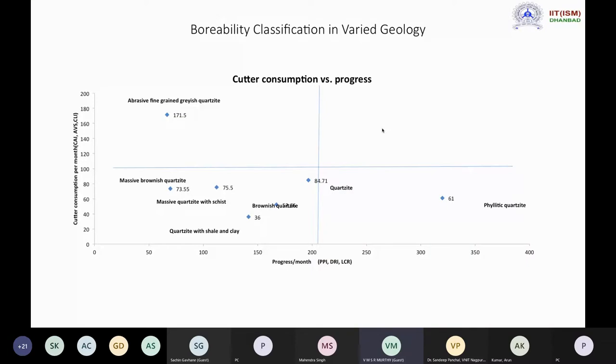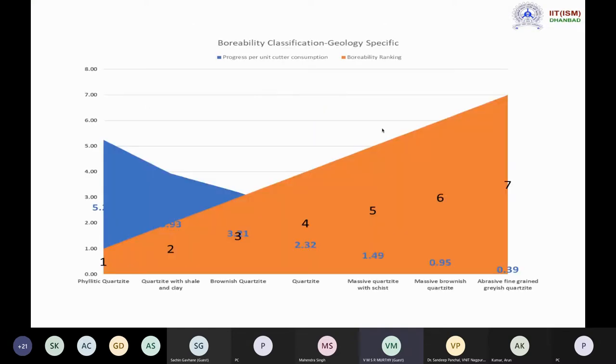On the left side, the y-axis, what you see is the cutter consumption per month. We can connect these values with the Cerchar abrasivity index, abrasion value steel, and cutter life index. This is how we can map the different rocks and try to match their progress and cutter consumption, so that at the end of the day we can do some kind of variability classification in varied geology. That was the idea with which I was doing this. You can find this is the kind of variation we found. This 1, 2, 3, 4, 5, 6, 7 is the ranking I'm trying to do based on the progress.